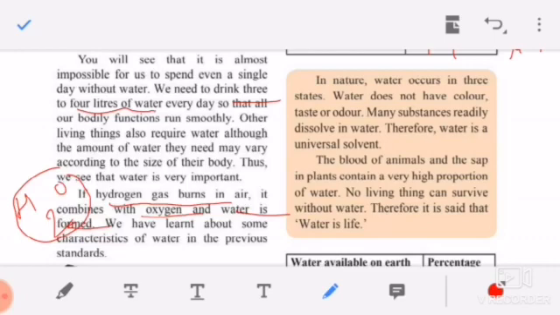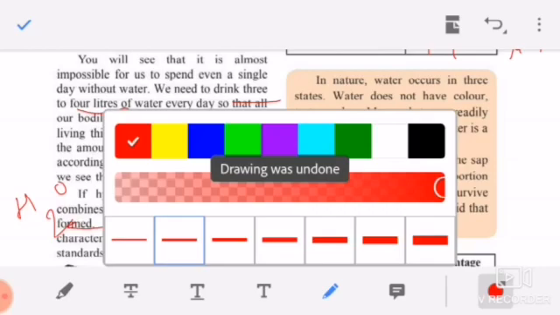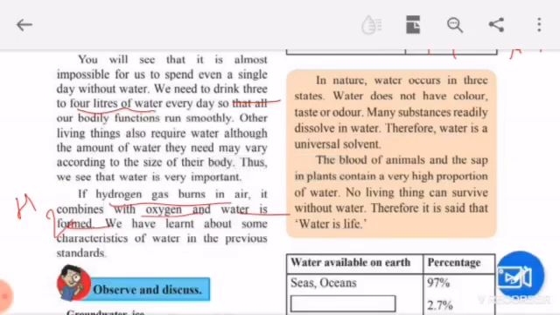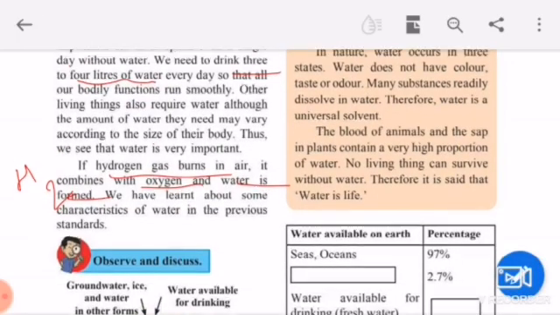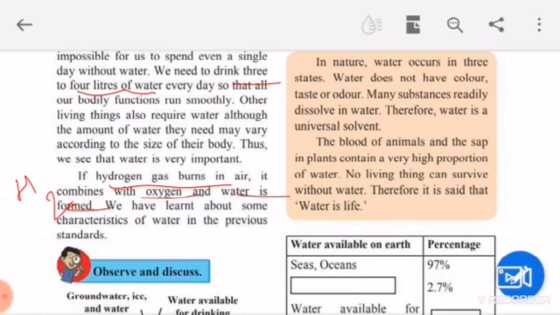Hydrogen 2 atoms and oxygen 1 atom. So how is water formed? They will ask you the question. When hydrogen gas burns in air, it combines with which gas? Oxygen, and water is formed. H2O means what, children? Water. We have learned now, children, we have learnt about some characteristics of water in the previous standards.